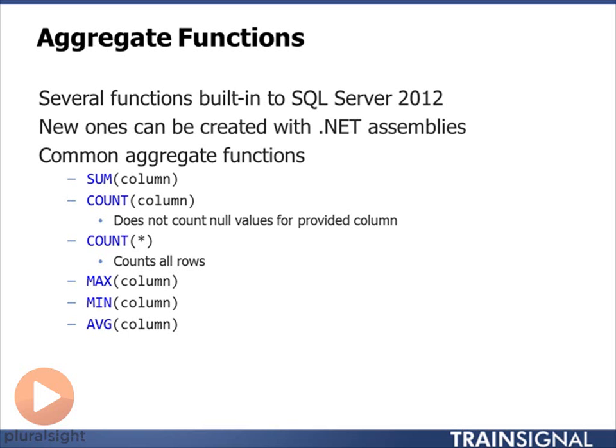If you're looking for the number of non-null values inside of a particular column, however, then you'll want to do a count and then whatever column it is that you're looking for. Finally, you'll notice that we have max, min, and AVG, which will give us the maximum value, the minimum value, and of course the average value respectively. Let's take a real quick look at utilizing count.